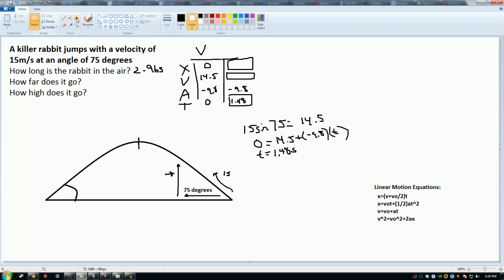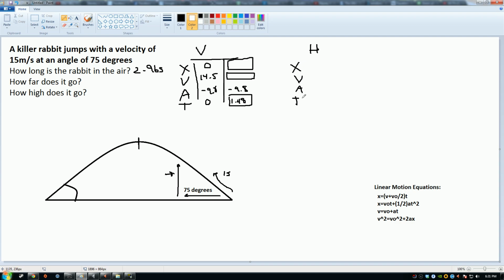quickly get this out of here. Horizontally, put a graph. X, V, A, and T. We know that it's going to start at 0, and we don't know where it's going to end. That's going to answer question 2.